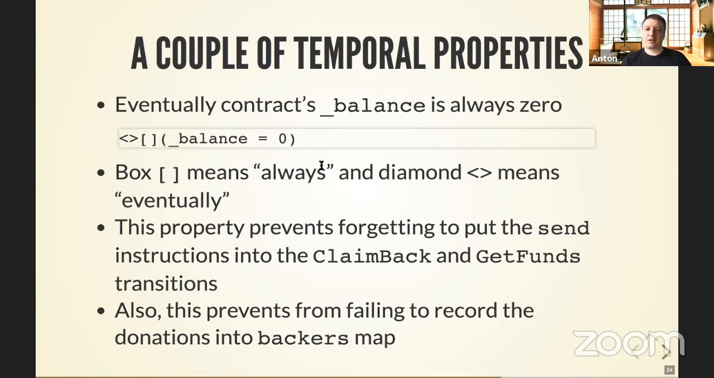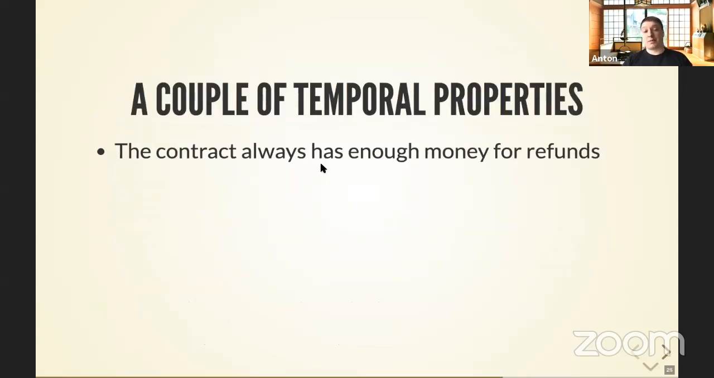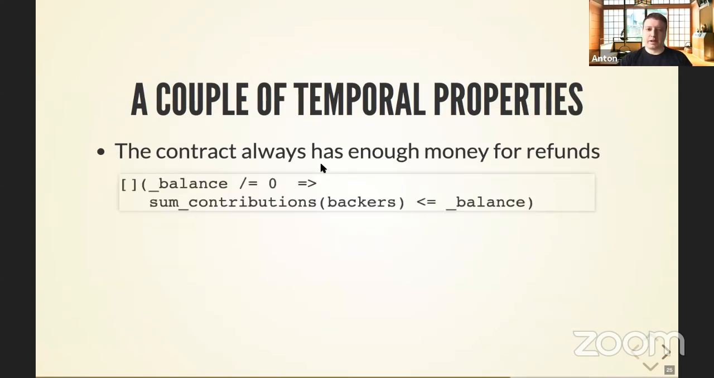So if you don't record the donation for the backer, it won't work either. That might be a bit less intuitive, I think, but still you can check that. Another temporal property can be formulated like this: the contract always has enough money for refunds, or you can also say that the contract doesn't leak money, right?